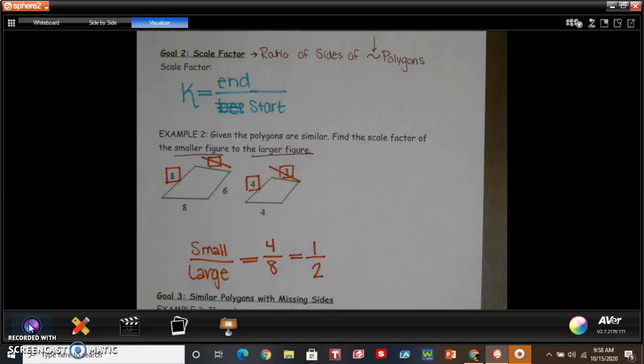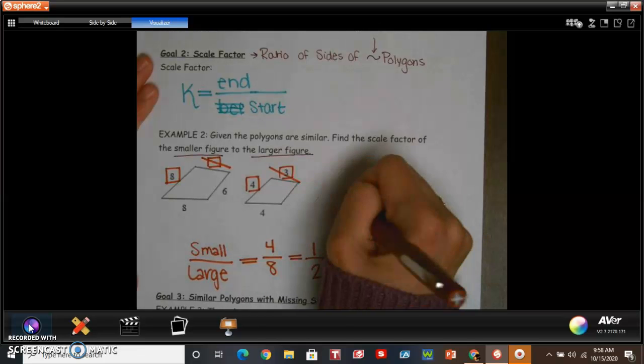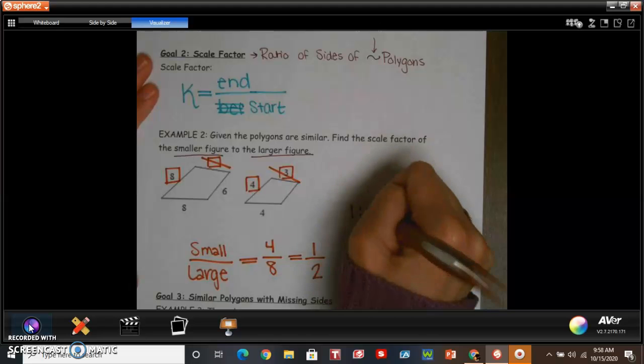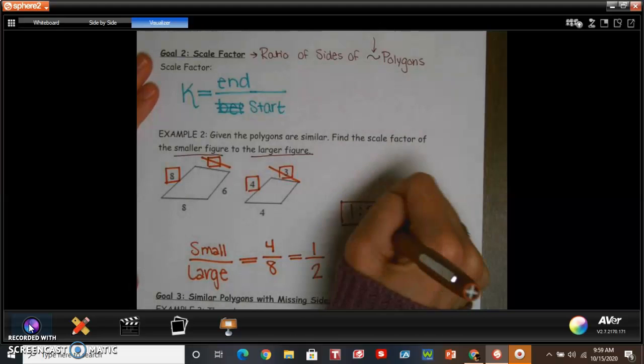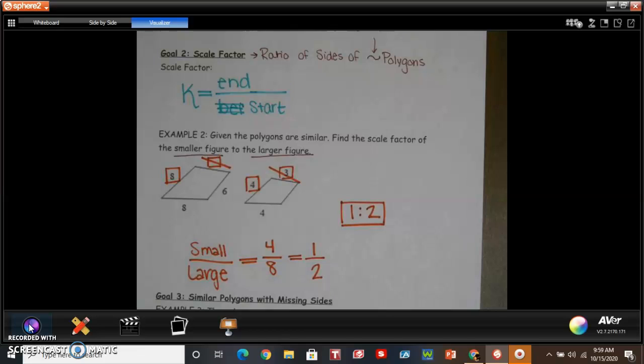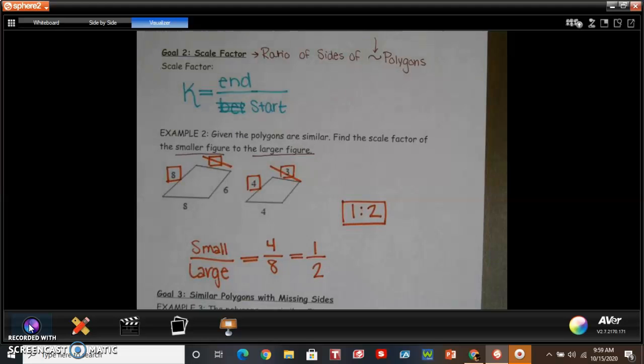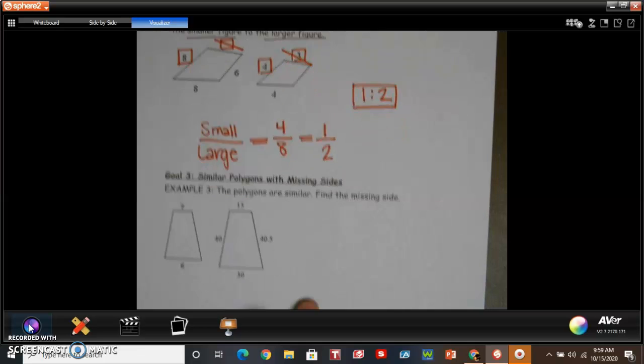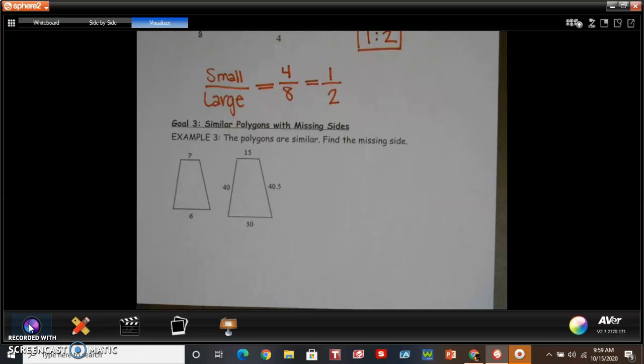Now, I will let you know your answers on your assignment are written in sentence format. So our final answer would be 1 to 2 is our ratio. Ta-da! You have 5 questions like that, and they are also multiple choice. Okay, moving on. Goal 3, similar polygons with missing sides.